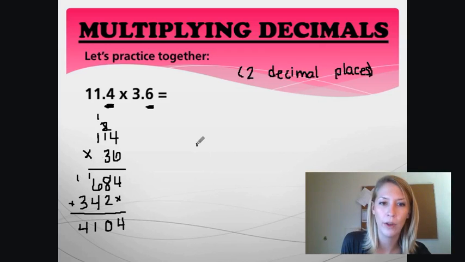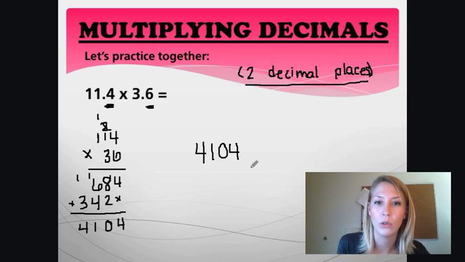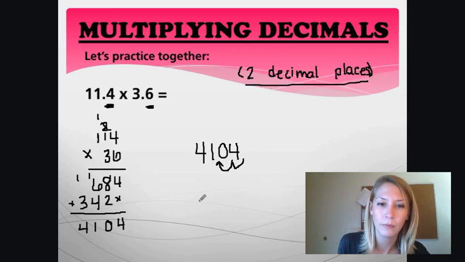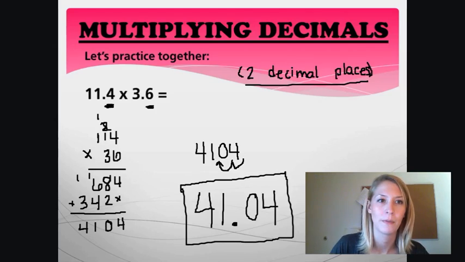Now we're left with 4,104. But we still have that second step where we need to put our decimal back in. And we already said that it takes up 2 decimal places. So we have 1, 2 bunny hops. So our decimal point would go in between the 1 and the 0. And there you have multiplying 2 decimal values.